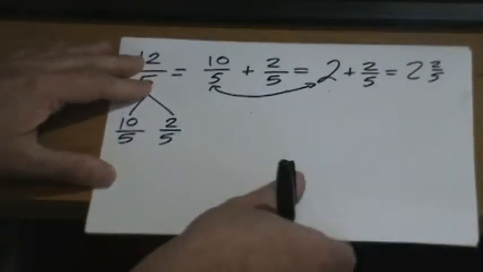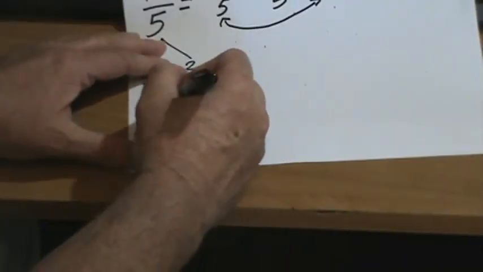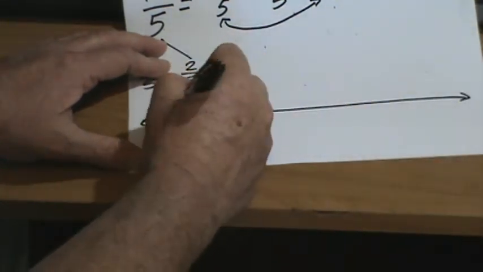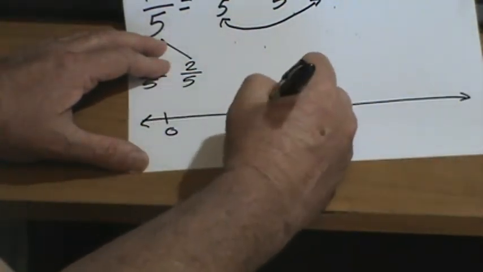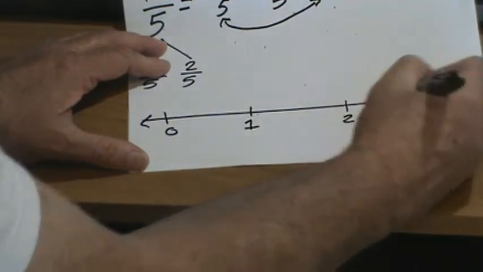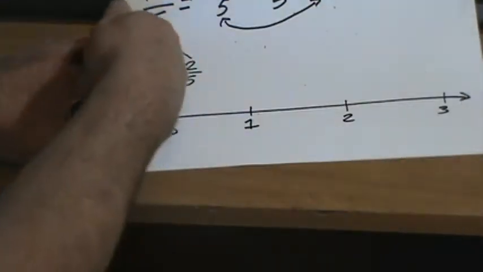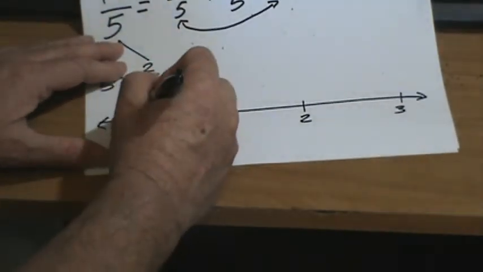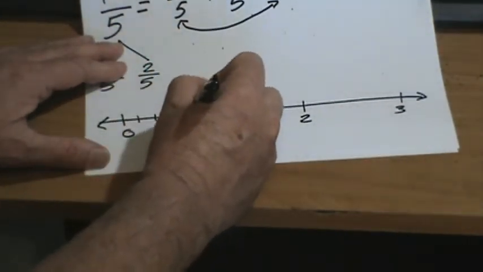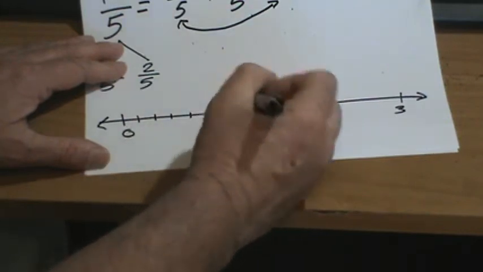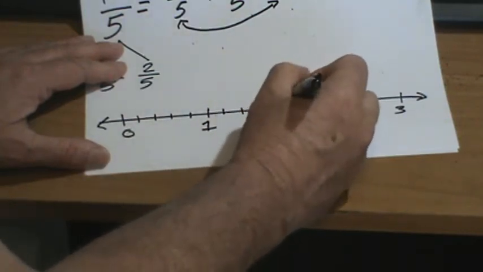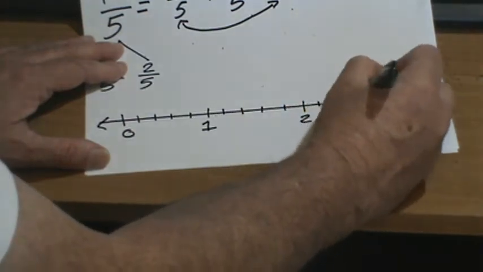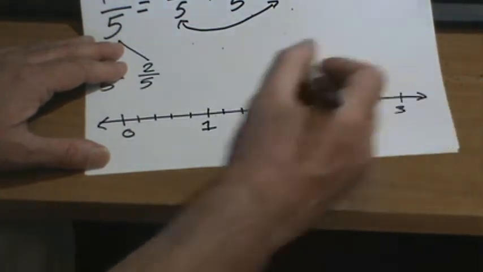Prove it to me on a number line, Mr. Leggett. Okay, I'm glad you asked. So we start with 0, 1, 2, and 3. What are we dealing with? We're dealing with fifths, right? So let's break them into fifths. 1 fifth, 2 fifths, 3 fifths, 4 fifths, 1. 1 and 1 fifth, 1 and 2 fifths, 1 and 3 fifths, 1 and 4 fifths, 2. 2 and 1 fifth, 2 and 2 fifths, 2 and 3 fifths, 2 and 4 fifths, 3.